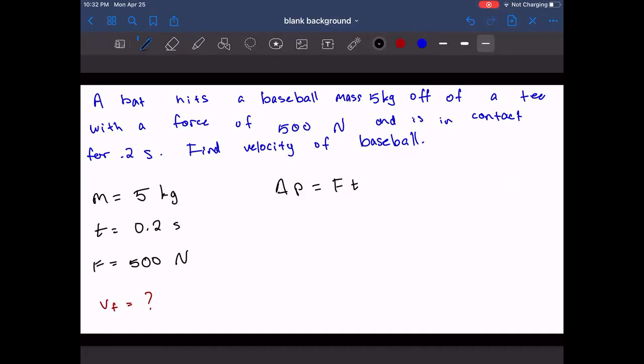Okay, so then it's just 500 newtons times 0.2. Sure. What is the left-hand side though? Now, if I was asking you for the change in momentum, yeah, sure, that's easy. That's done. But I'm not asking for the change in momentum. Remember, capital triangle is change in momentum. We need the final velocity of the baseball.